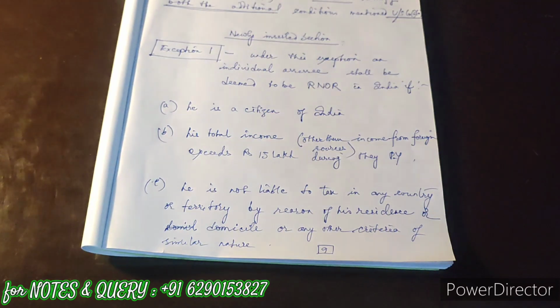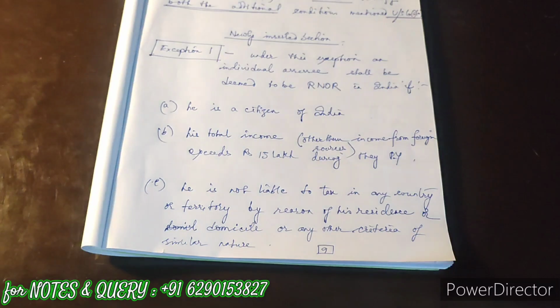So what are the exceptions that you have to keep in mind? These have been newly inserted. Exception number 1: under this exception, an individual assessee shall be deemed to be an RNOR in India if he is a citizen of India, his total income, other than the income from any foreign source, exceeds rupees 15 lakh in that particular year, and he is not liable to tax in any country or territory by reason of his residence or domicile or any other criteria of a similar nature, then he will be considered an RNOR.